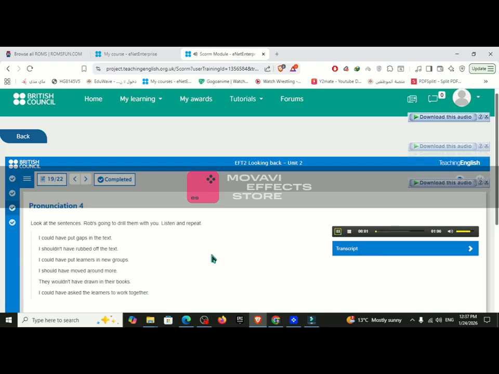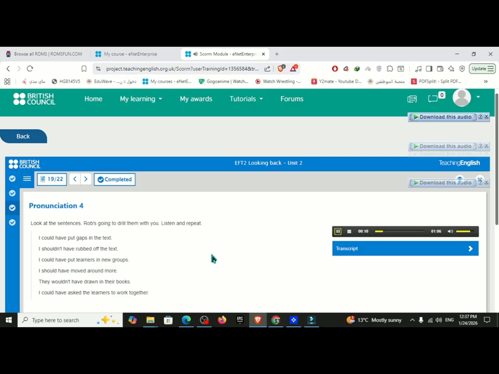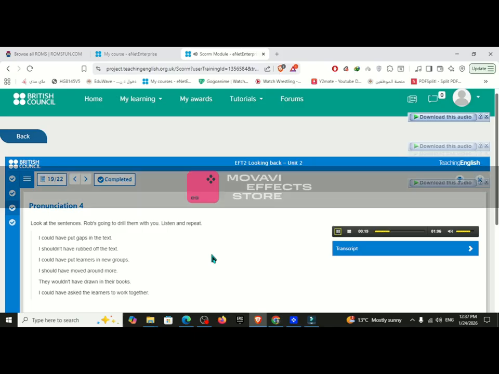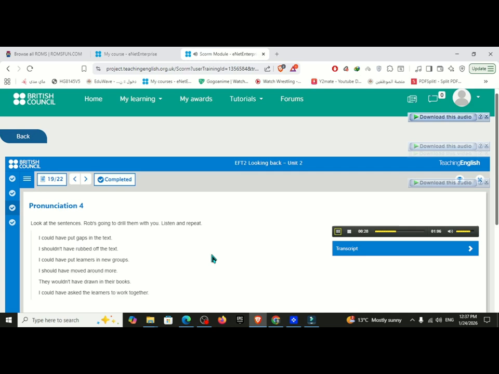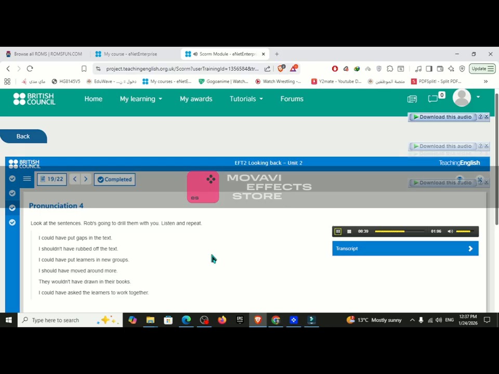Could have, could have. I could have put gaps in the text. Shouldn't have, shouldn't have. I shouldn't have rubbed off the text. Could have, could have. I could have put learners in new groups. Should have, should have. I should have moved around more.